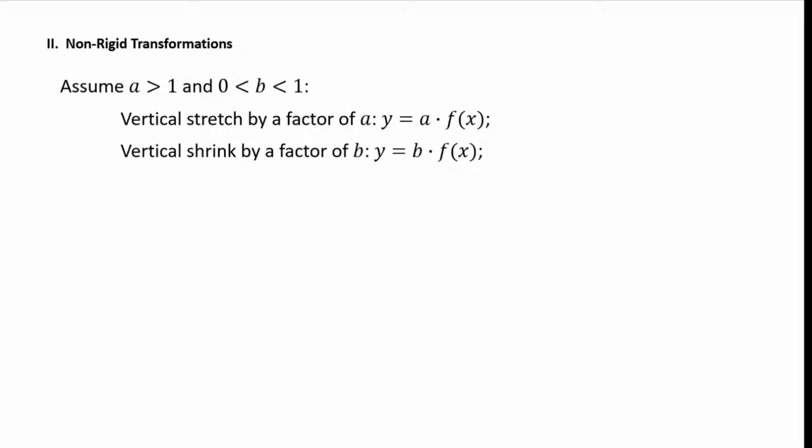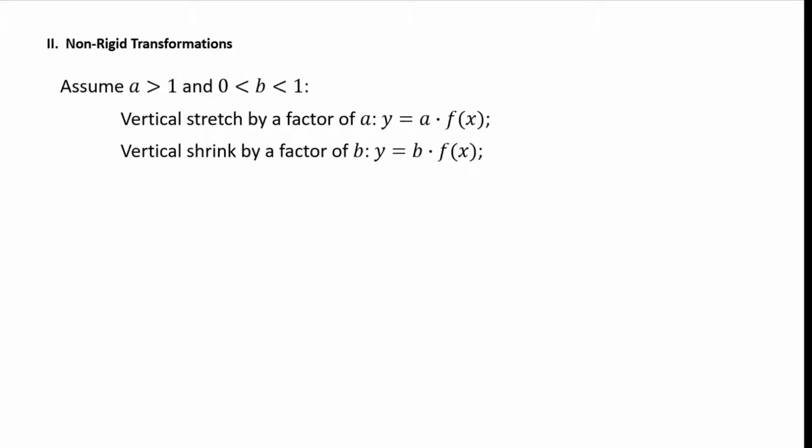Roman numeral 2, non-rigid transformations. Non-rigid transformations affect the shape of the graph, not their location. The graph actually retains its identifying shape. These transformations stretch or compress that shape. So, let's assume A is greater than 1 and B is between 0 and 1.